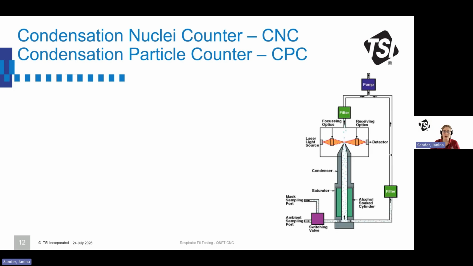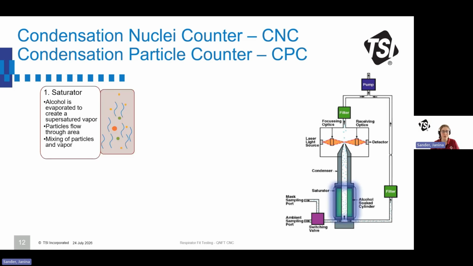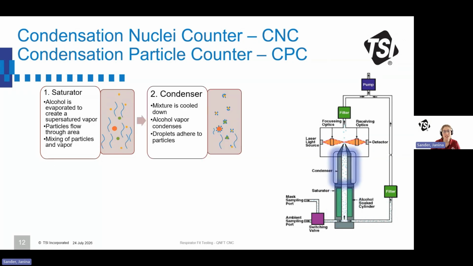And in this instrument, this is a schematic drawing of a Portacount. On the right-hand side, you have a first part of the instrument, which is the saturator. The saturator evaporates alcohol to create a supersaturated alcohol vapor. Then the particles that we measure from the ambient or from inside the mask flow through this area of alcohol vapor and mix there. This mixture is going to the condenser.